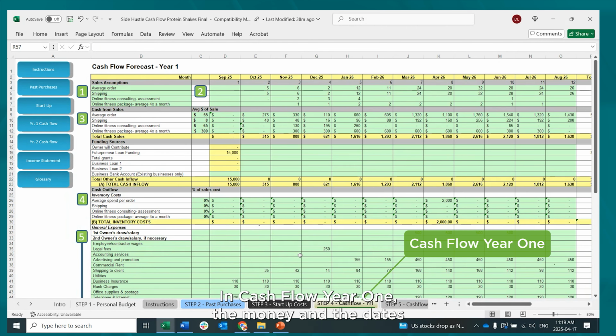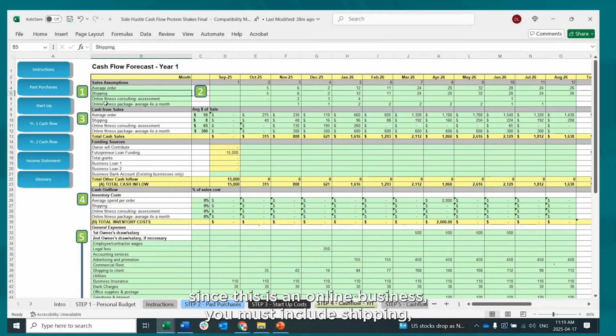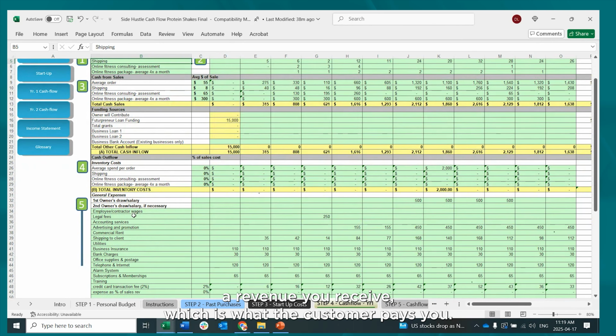In cash flow year 1, the money and the dates get automatically transferred. In addition to making sales assumptions, since this is an online business, you must include shipping, a revenue you receive, which is what the customer pays you. The owner, in turn, will be paying for shipping to the customer, which is reflected as an operational expense.